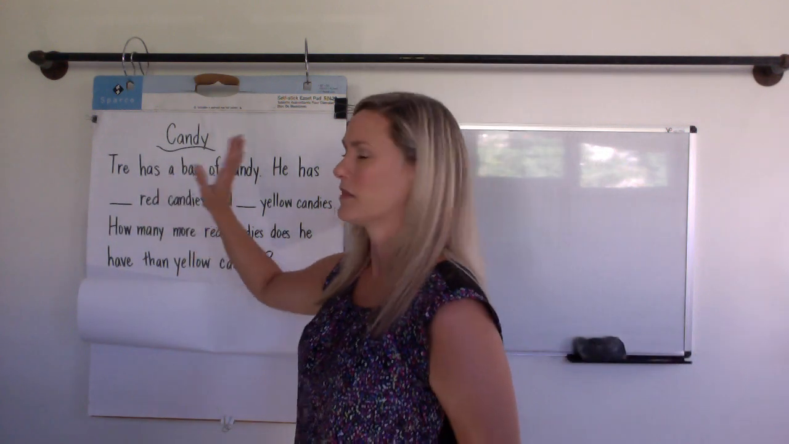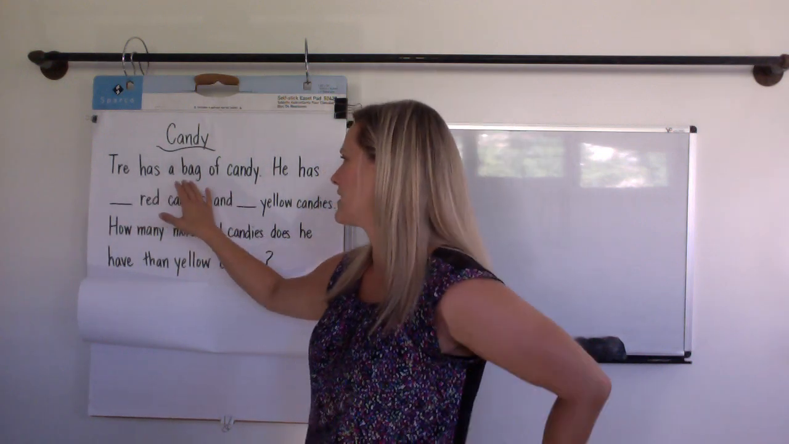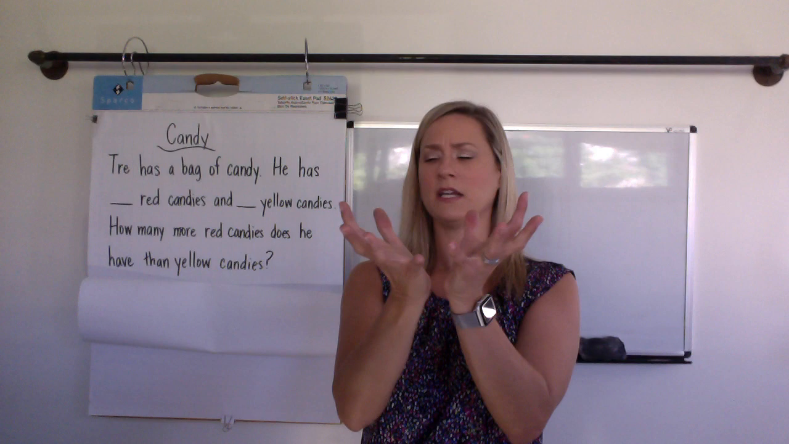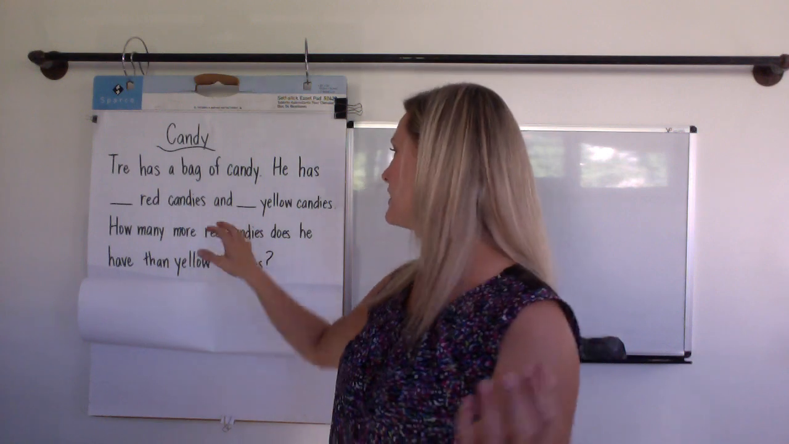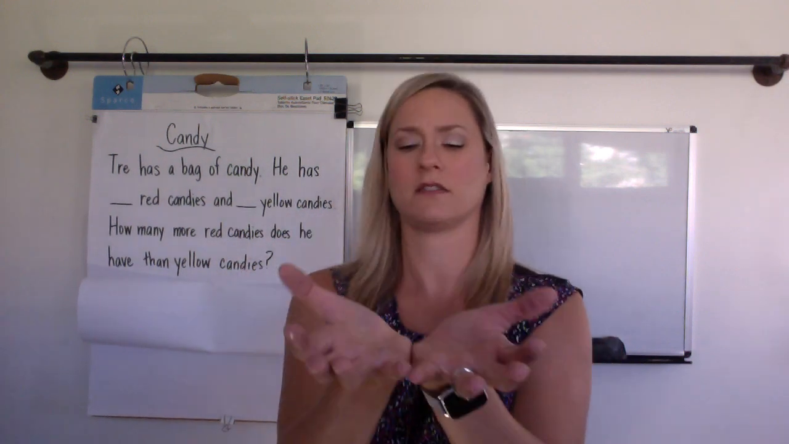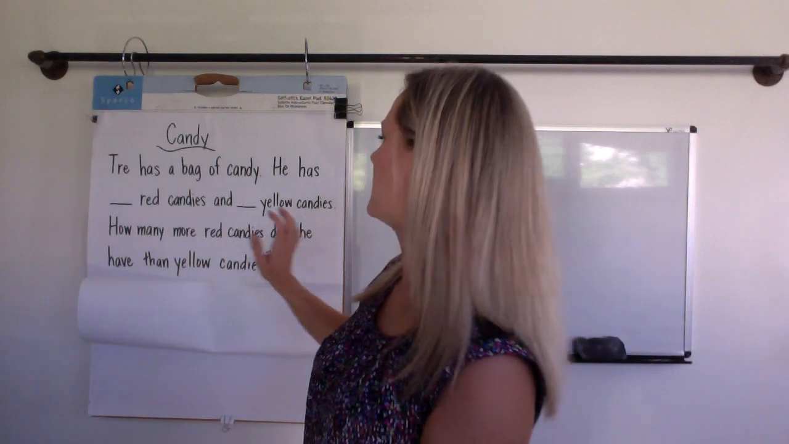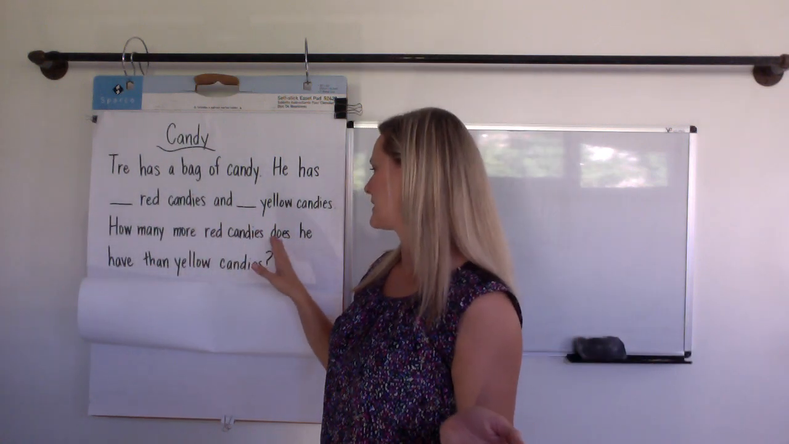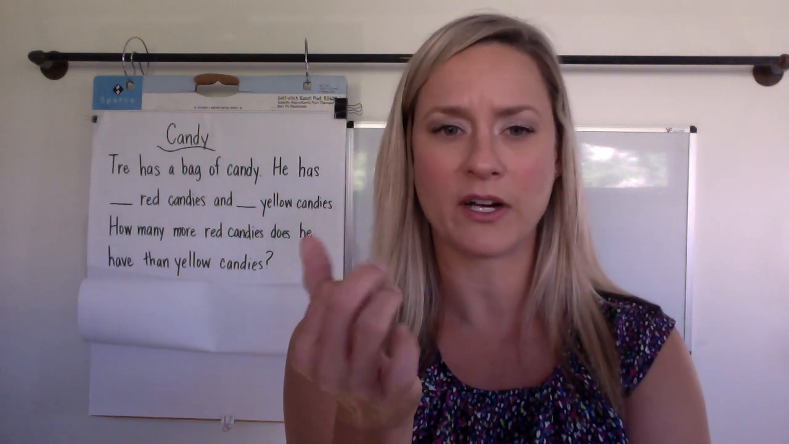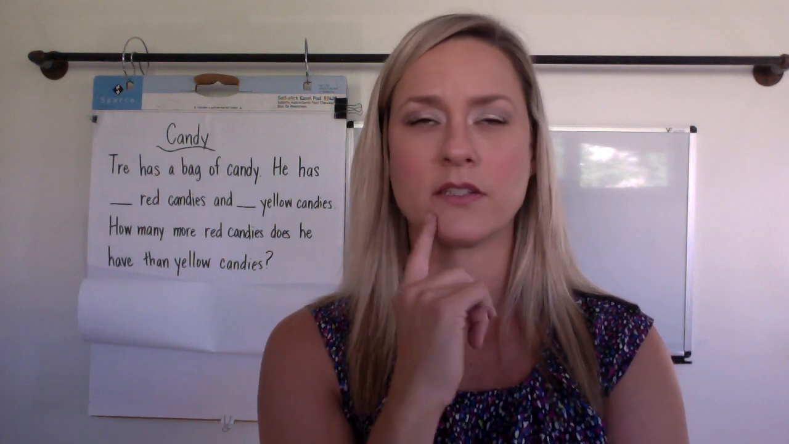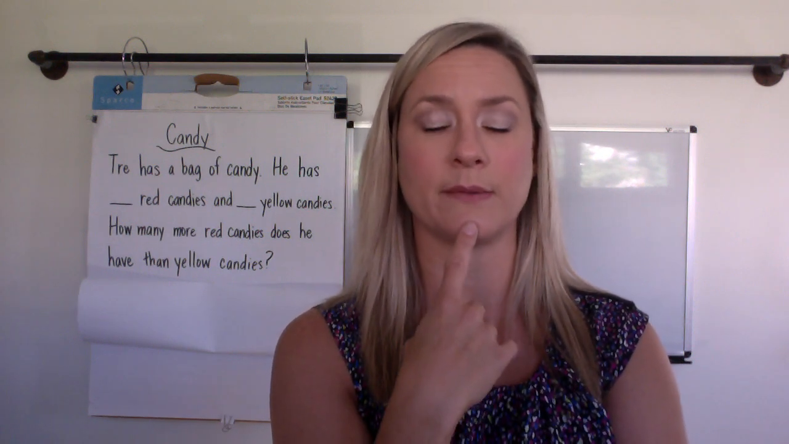So here we go. Let's really try to stop and imagine. Trey has a bag of candy, okay? Bag of candy. He has red candies. Okay, so some of them will be red, and yellow candies, all right? I see red, I see yellow. Sounds good. How many more red candies does he have than yellow candies? Okay, so I'm trying to figure out how many more reds he has than yellows. So I know for sure he's going to have more reds. Okay. I have the picture in my head now. Do you? If you don't, I want you to hit pause. I want you to read it again because you have to have the picture.